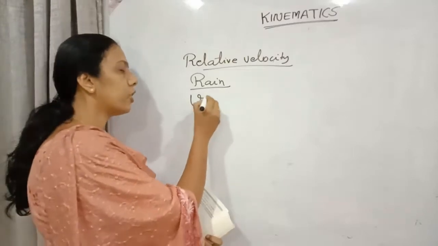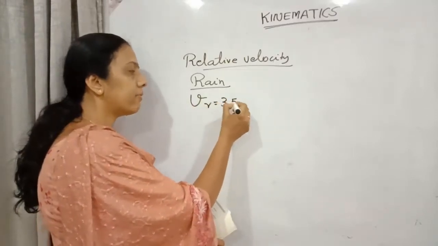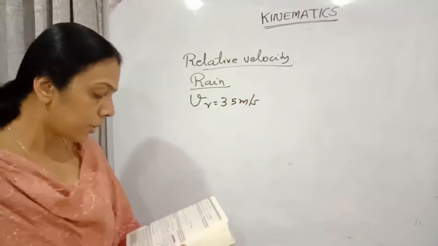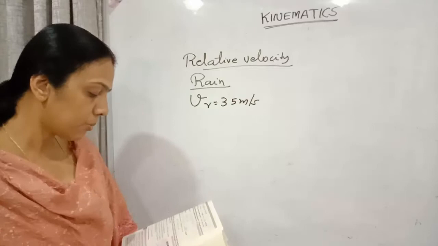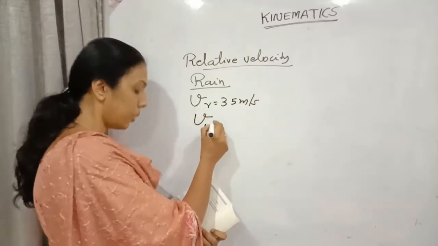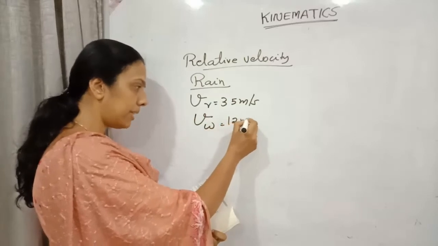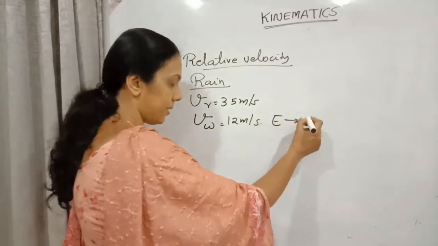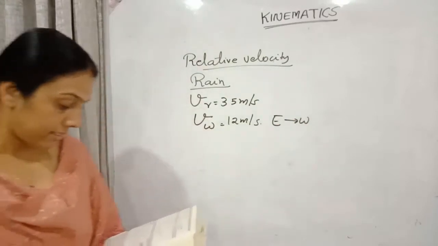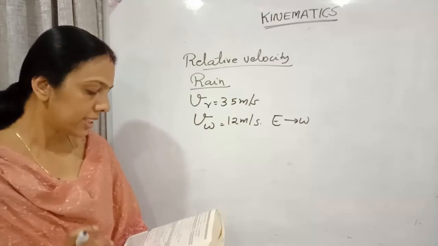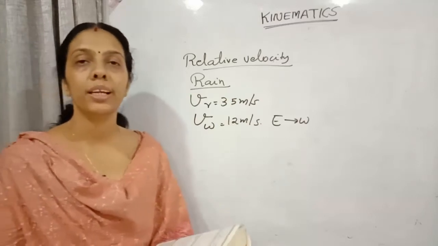Next one: rain is falling vertically with a speed of 35 meter per second. So the velocity of rain is given as 35 meter per second. Wind starts blowing after some time with a speed of 12 meter per second, from east to west. In which direction should a boy waiting at the bus stop hold his umbrella?